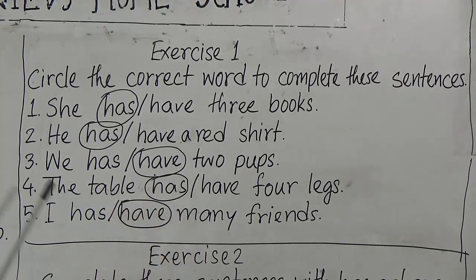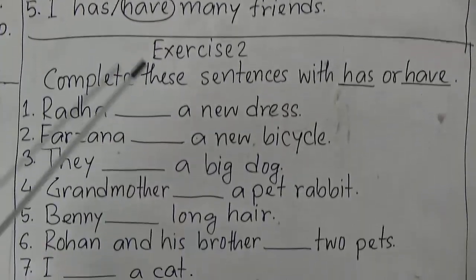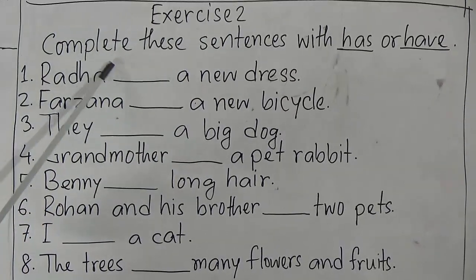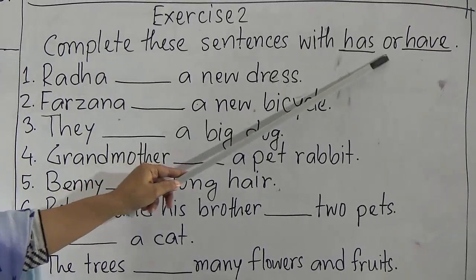So what are the sentences? Number 1, she has 3 books. Number 2, he has a red shirt. Number 3, we have 2 pups. Number 4, the table has 4 legs. Number 5, I have many friends. Now we will do exercise number 2. Complete these sentences with has or have.